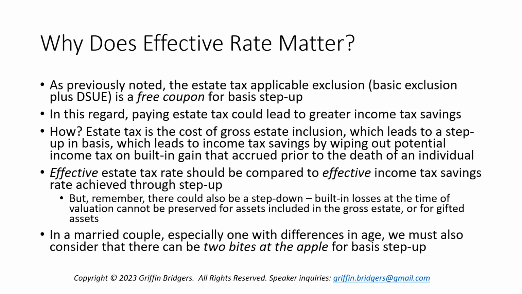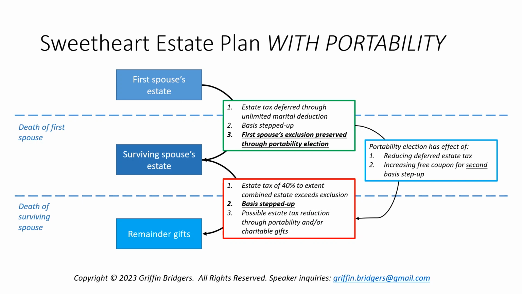So, in the grand scheme of things, in a married couple, especially one with differences in age, we have to consider that there could be 2 bites at the apple for basis step-up. So how do we maximize this in the grand scheme of things? Well, the best starting point here is that with portability now, we can eliminate the concern in number 3 here, that previously the first spouse's exclusion would have been lost. Now it can be preserved for the survivor through the portability election. That will have the effect of 1, reducing the deferred estate tax, and 2, increasing the free coupon for a second bite at the apple in terms of a basis step-up at the surviving spouse's death.